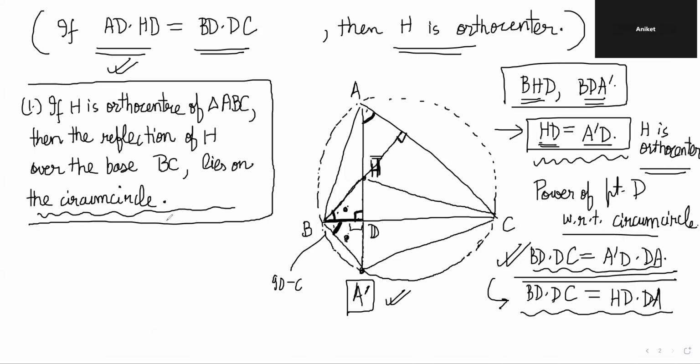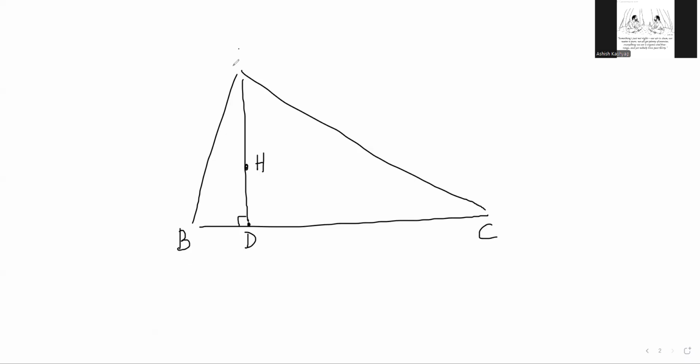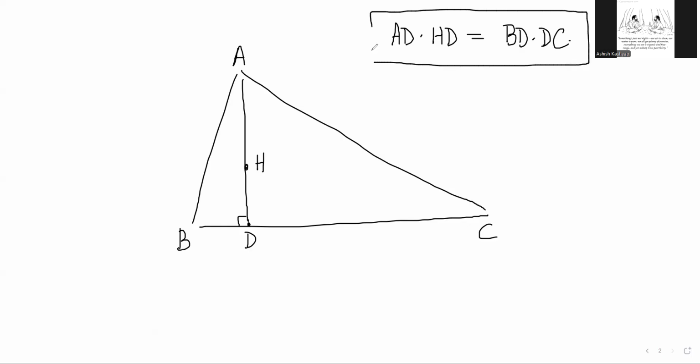Yes, sir. So basically now in any triangle, if there is a point on the altitude and you want to check whether it's an orthocenter or not, you should remember this result. Always for orthocenter, this result is true: AD into HD is equal to BD into DC. So that is a good criteria to check for orthocenters.